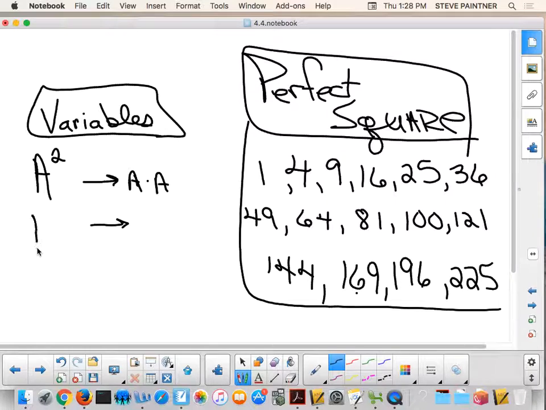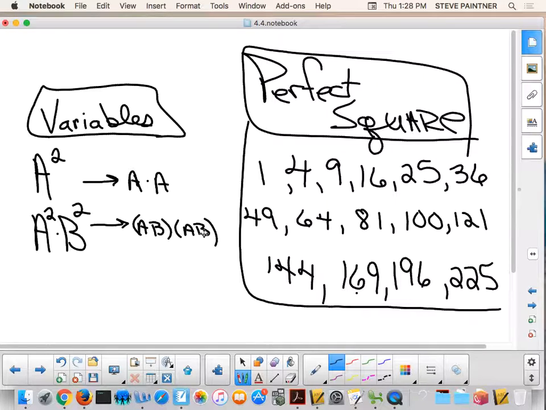Okay, how about this? A squared B squared. Is A squared B squared a perfect square? Yes. Why? A times A times B times B. Well, you could have said just AB times AB, right? Makes sense. So yeah, you can stick two variables next to each other, as long as they're squared, they're good.